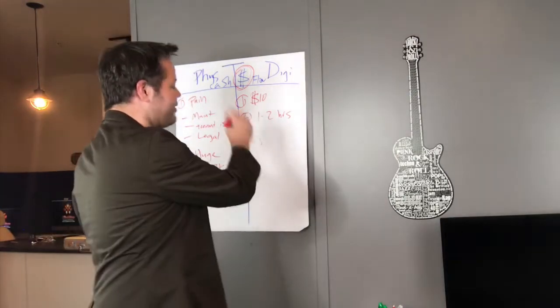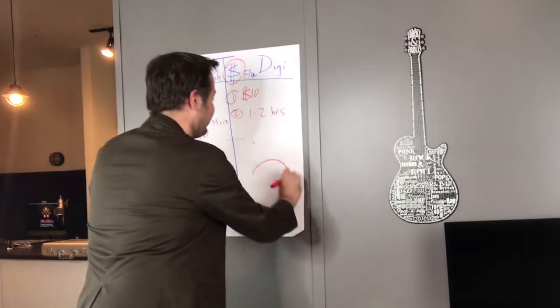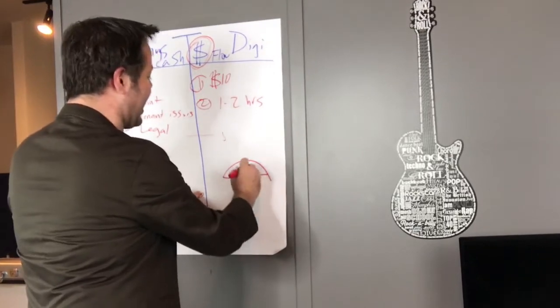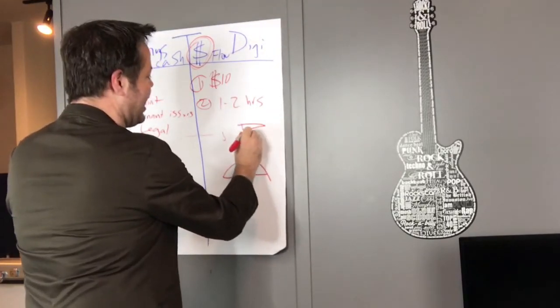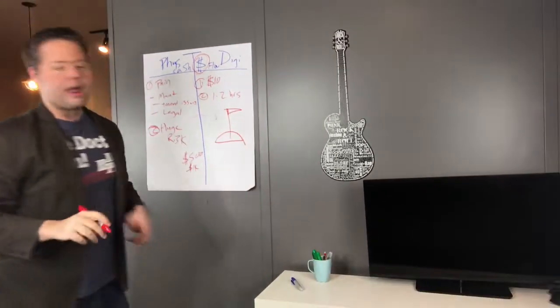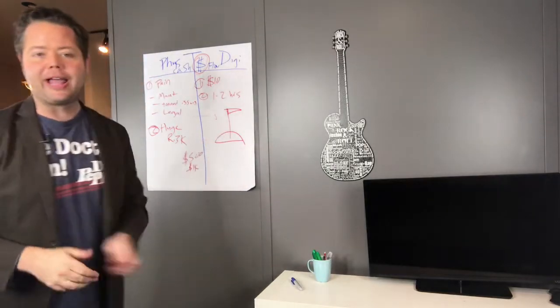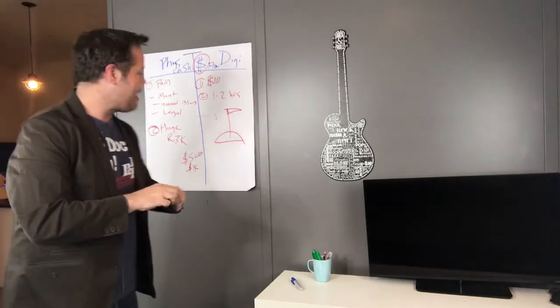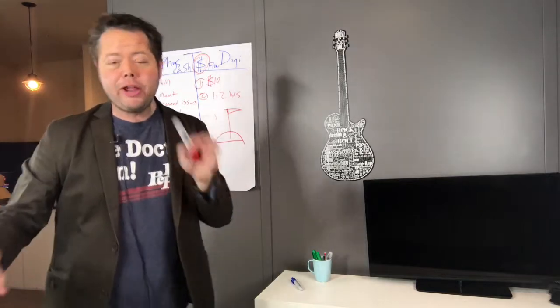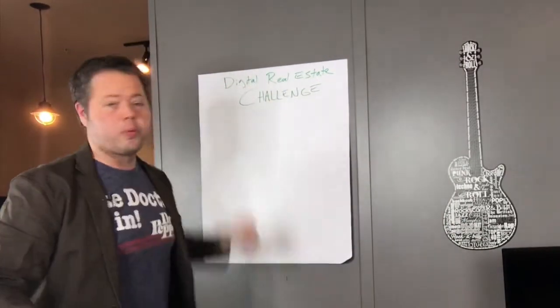We're talking about a simple little website where I can go and claim my piece of land and say, whoa, I'm planting my flag right there on that piece of land, and I now own it, and I'm going to rent it out. So let me explain to you how this works and what we're going to do about it. We're going to do something really cool. It's called the Digital Real Estate Challenge.